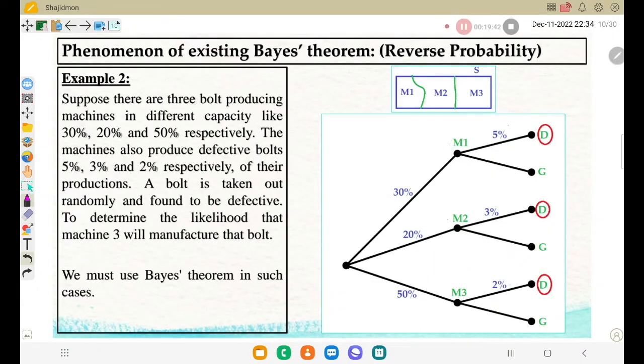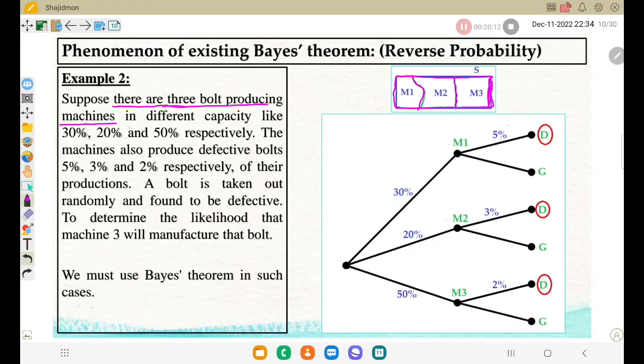Now we will come to one more example of the Bayes theorem, example number 2. Suppose that there are 3 bolt producing machines. How many machines are there? There are 3 bolt producing machines. For example, the sample space is divided into 3 partitions. 3 machines are producing the bolt. The first machine we call M1, the second machine M2, the third machine M3. That means our sample space has 3 partitions.